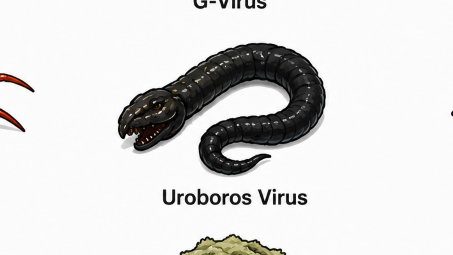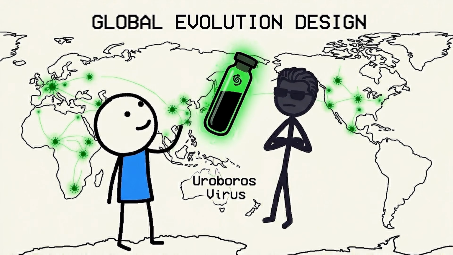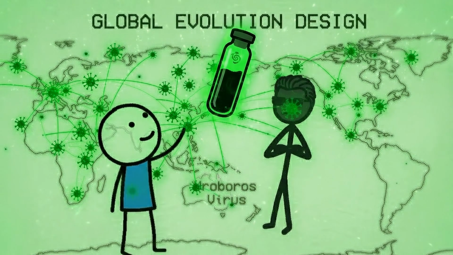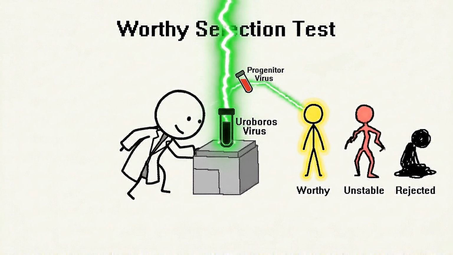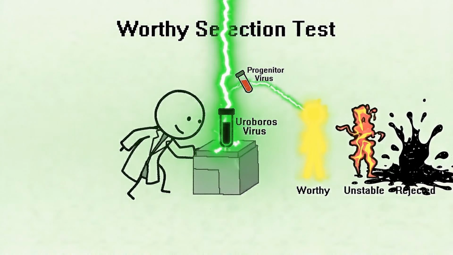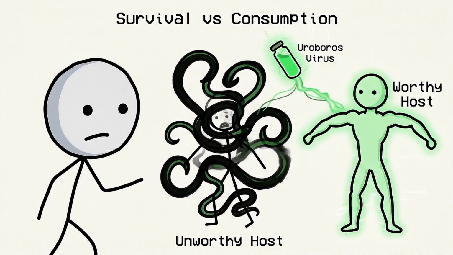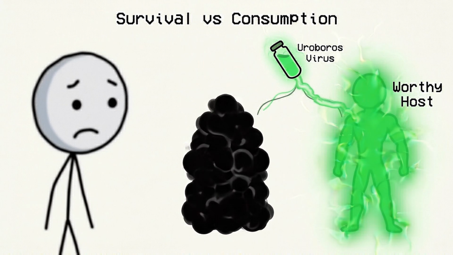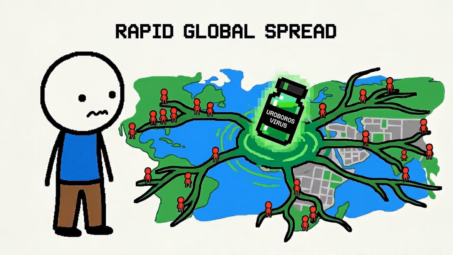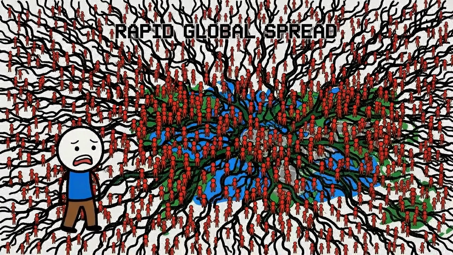Uroboros virus. The Uroboros virus was designed by Albert Wesker as a way to force human evolution on a global scale. It is derived from the progenitor virus, but engineered to rapidly test whether a host is worthy. Most people cannot handle it and are consumed by black, tendril-like masses, while rare individuals can achieve enhanced abilities. The virus spreads quickly and aggressively, making it ideal for large-scale outbreaks.